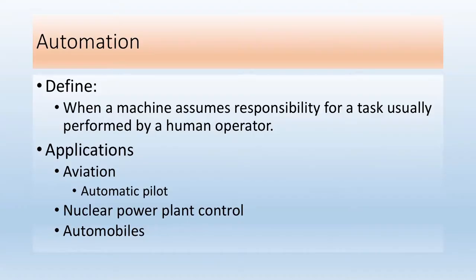So first, what is automation? I don't think anybody's going to have any trouble with this definition. A machine takes responsibility for a task that a human could do, but a human is not doing. That's essentially it. You have a human operator that turns over responsibility for specific tasks to the machines. This is used everywhere, and actually its use is growing. So automated systems aren't just something that's brand new. They've been around for literally hundreds of years.